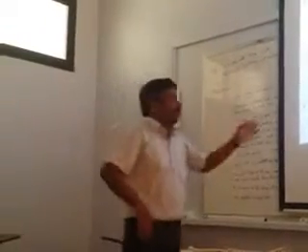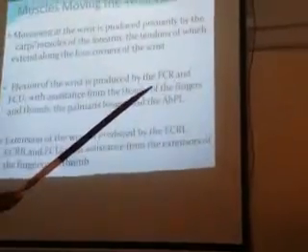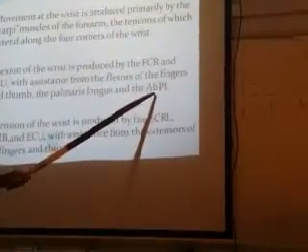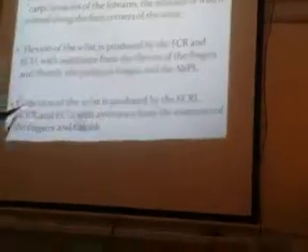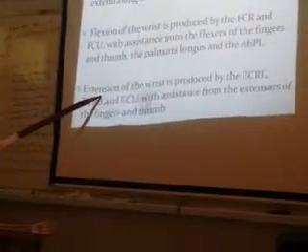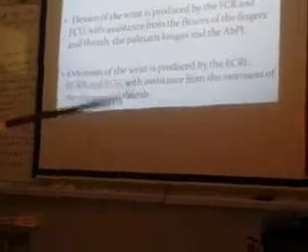Clear? So that's why I have used the abbreviations here. Don't get confused. What is this FCR? Flexor carpi radialis. ABPL means abductor pollicis longus. Extensor carpi radialis longus, extensor carpi radialis brevis. So I hope you will follow it. Extensor carpi ulnaris.